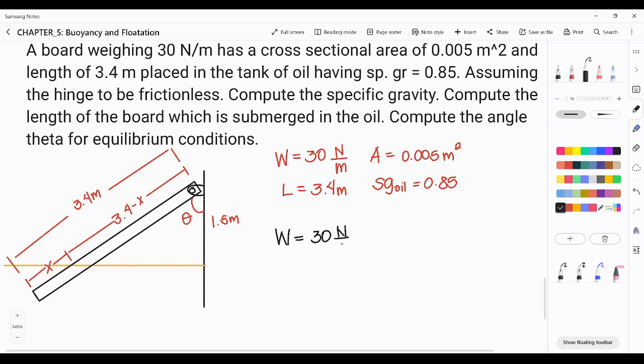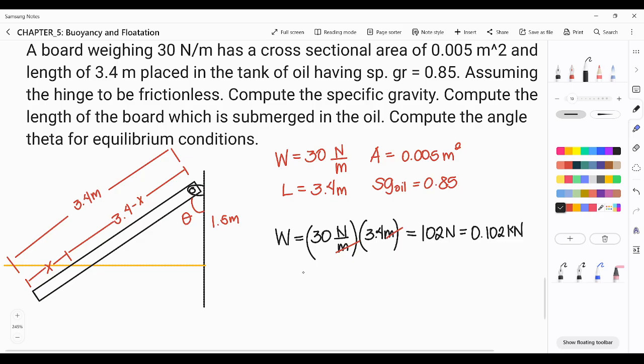Most likely, yeah. Diba, 30 newtons per meter. For every meter daw, 30 newtons yung bigat. 3.4 meters yan. So, multiply mo lang. So, from here, makaka-cancel out yung meters. Ayan. Tapos pag pinindot natin yan sa calcu, mga kasama, 30 times 3.4, that is equal to 102 newtons. Or in kilonewtons, that is simply 0.102 kilonewtons. Alright? Now that we know the weight, saan natin kukunin yung specific gravity?